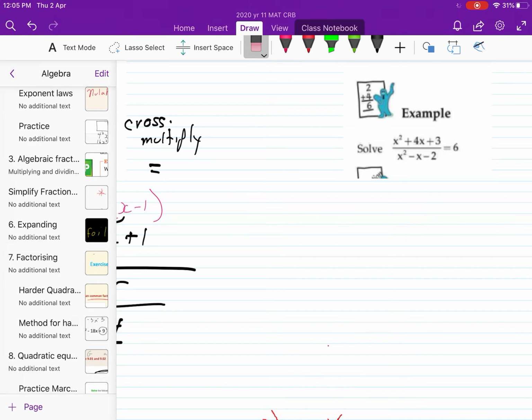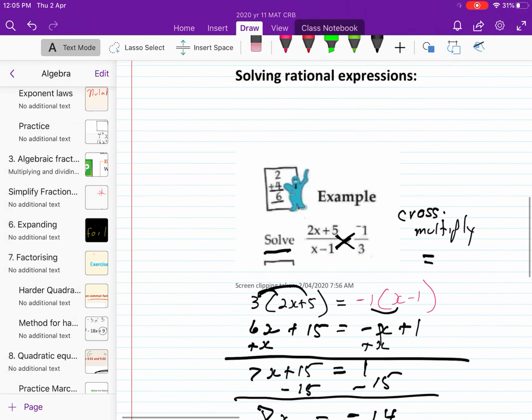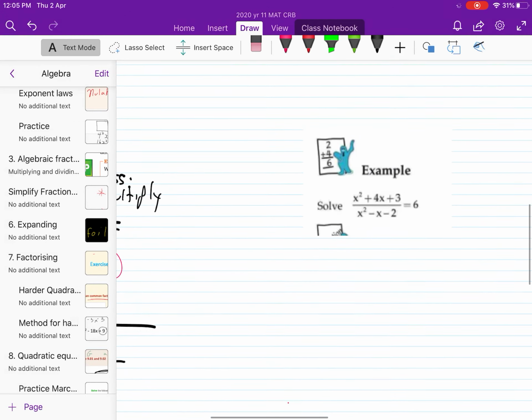All right, let's take a look at this one. Now this one, do I have another one? Or is that just the only two that I have? I think that's the only two I have.